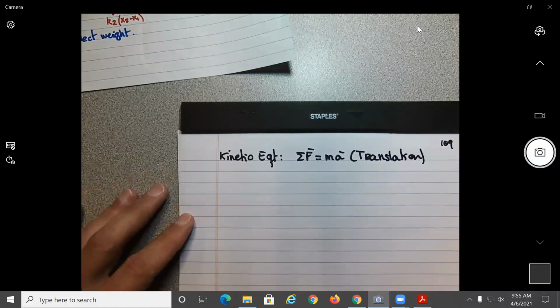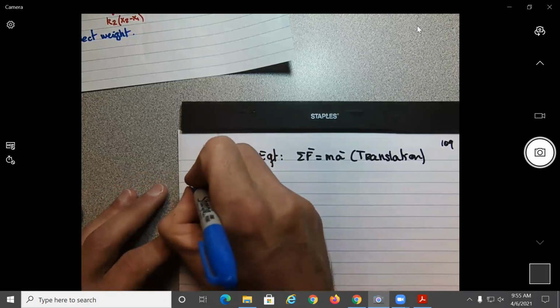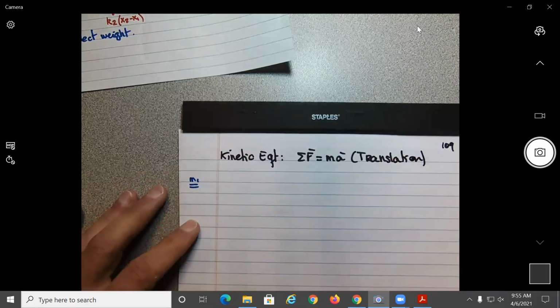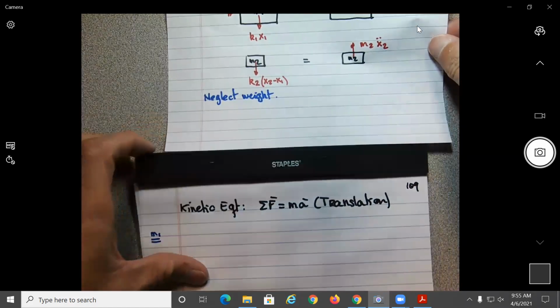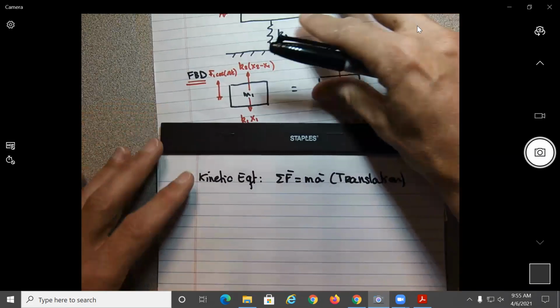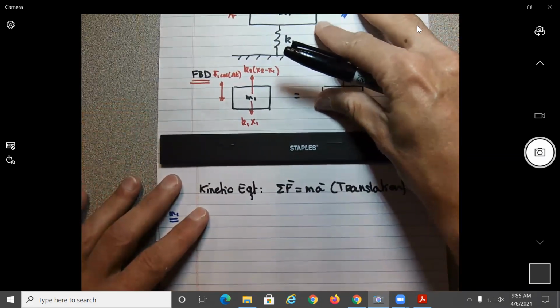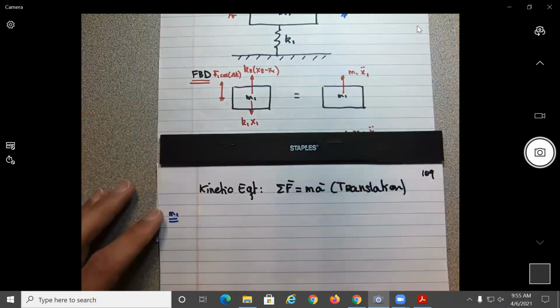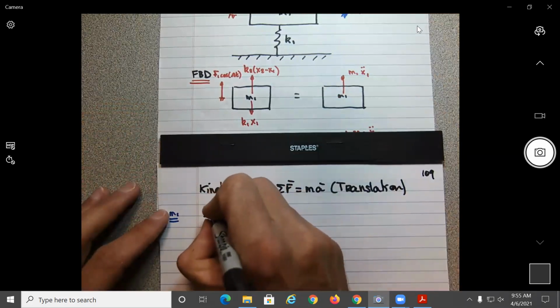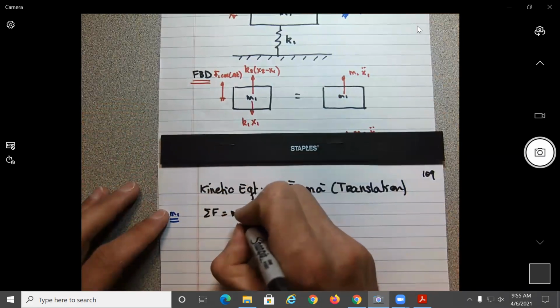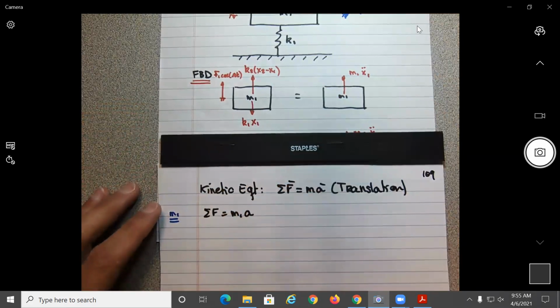So let's first do the mass M1. Basically, what do we need? We need to have the figure, no? Remember, all the equations come from a figure. Okay. So we're going to have summation of forces, I mean, it just be right here, summation of forces equal to M1A. So let's start with M1.